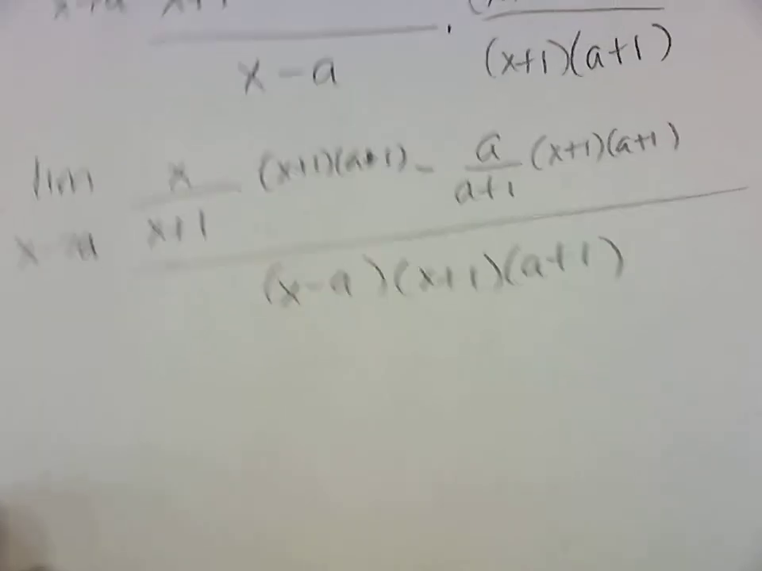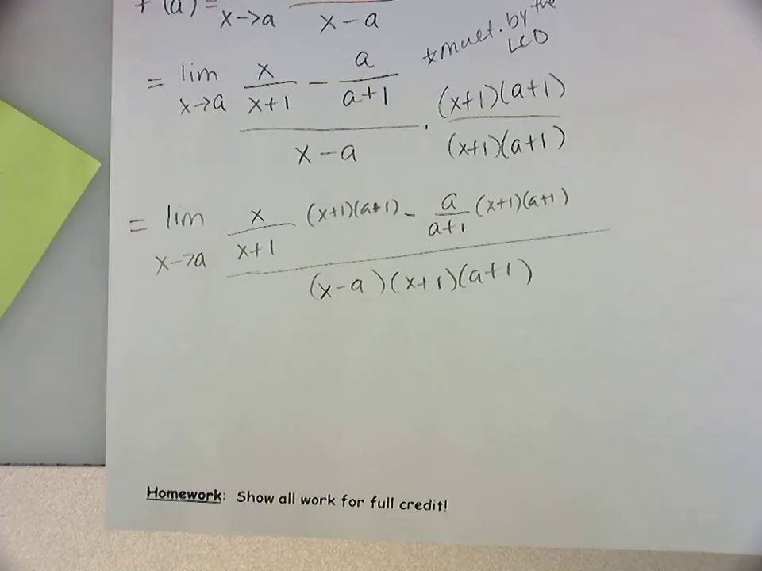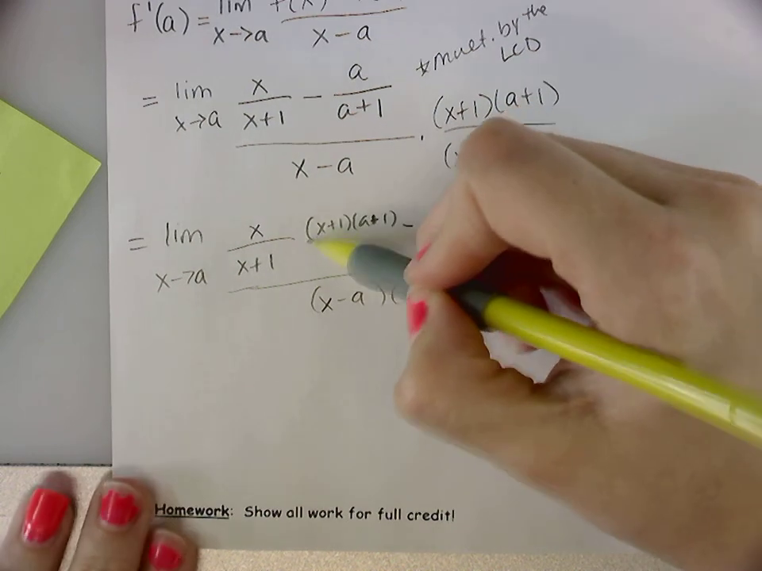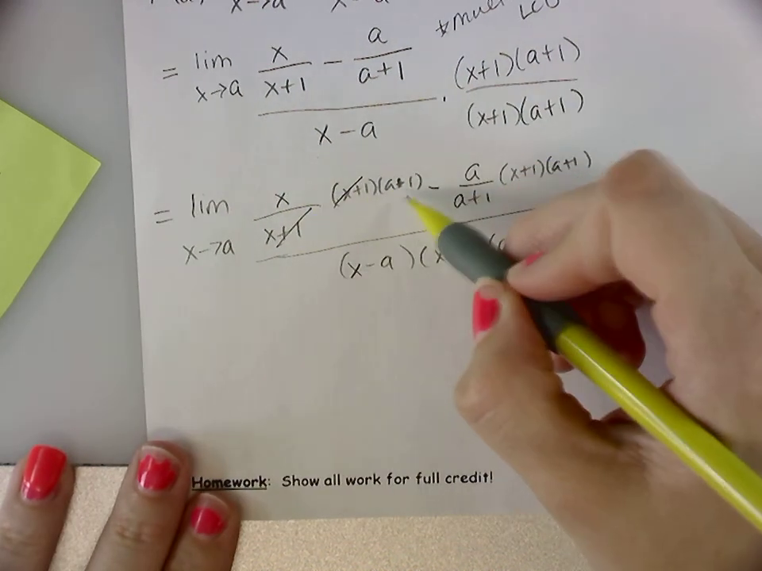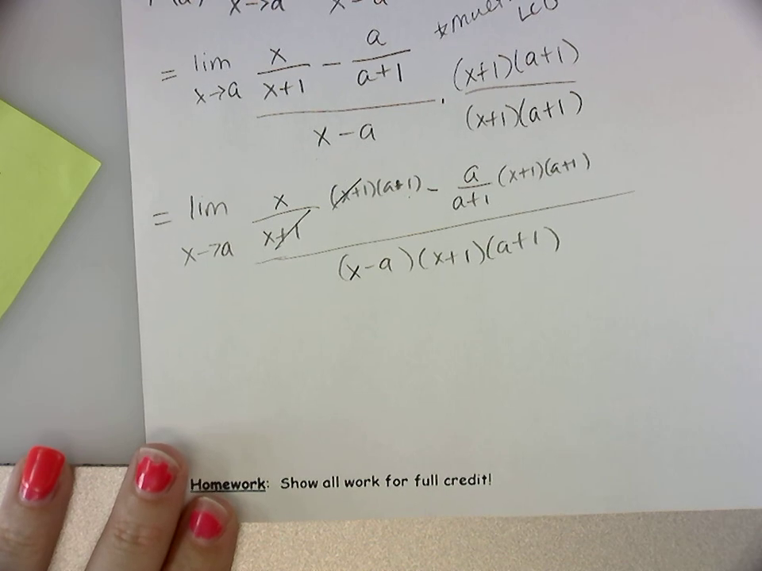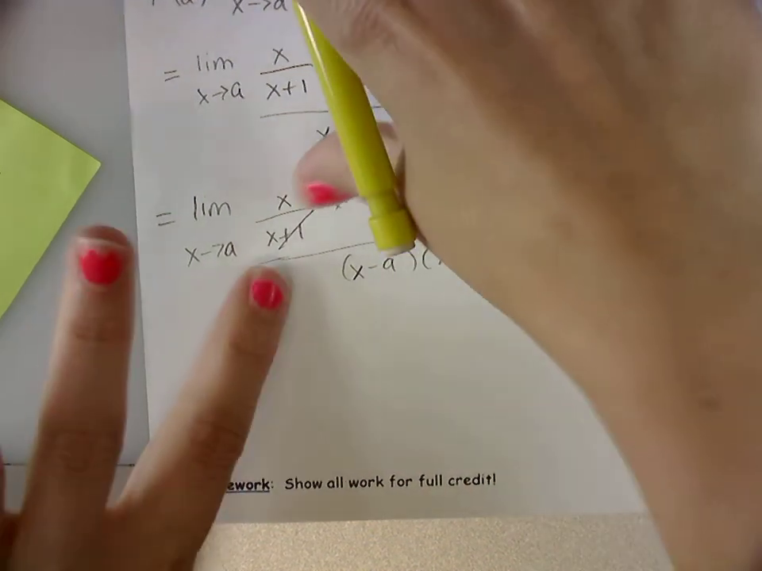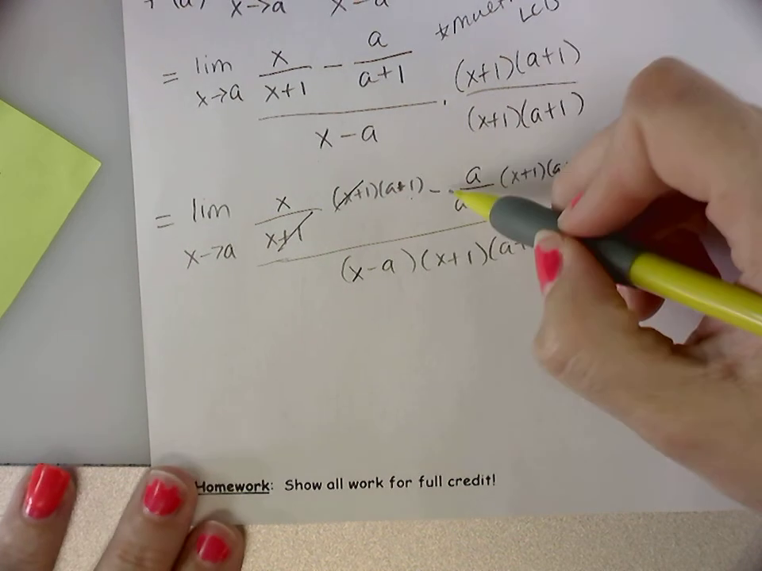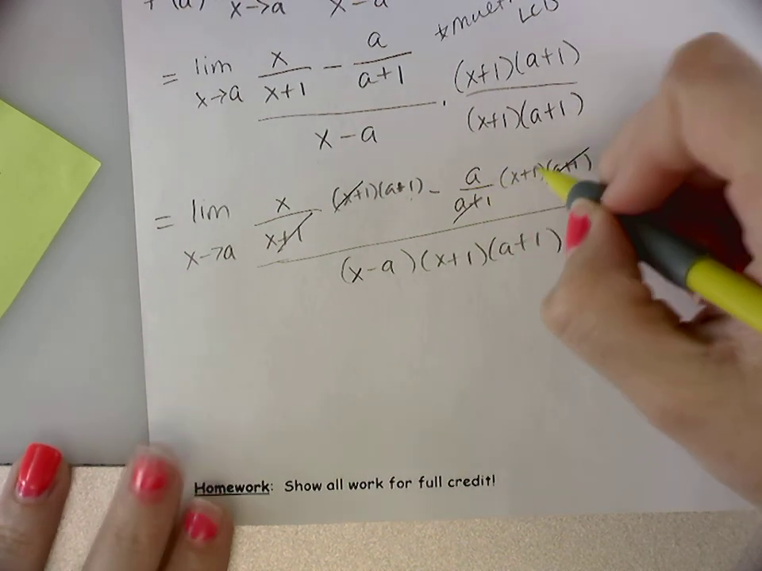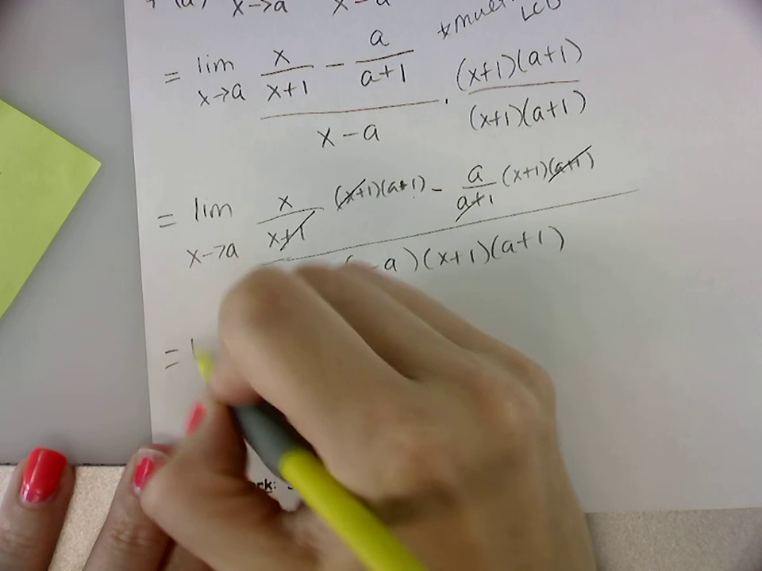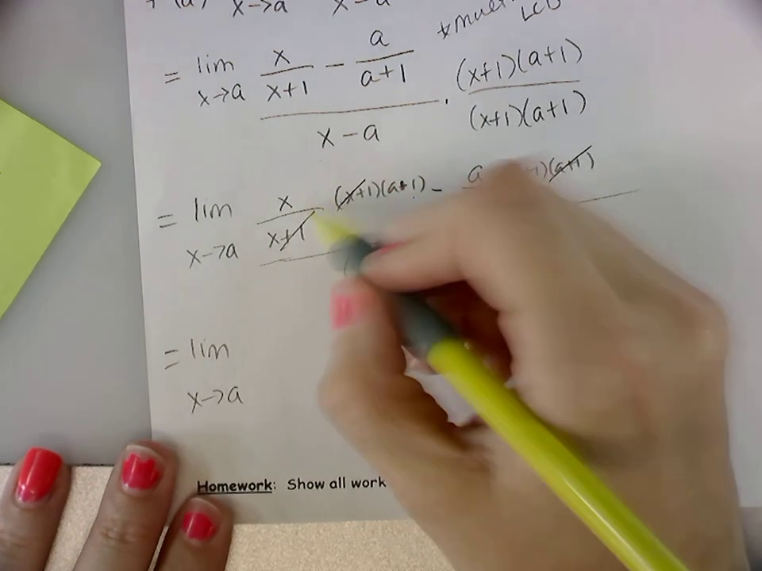Okay, so you're welcome to write all that out, or if you can see that when you multiply, these are going to cancel, and you just want to write down x times a plus 1, you can go ahead and do that. So you'll either show this step where they cancel, or you'll just write x times a plus 1 minus, and then again, you can either show they cancel or just write negative a times x plus 1. Okay, so then this is the limit as x goes to a. So I'm left with x times a plus 1, which I'm going to distribute.